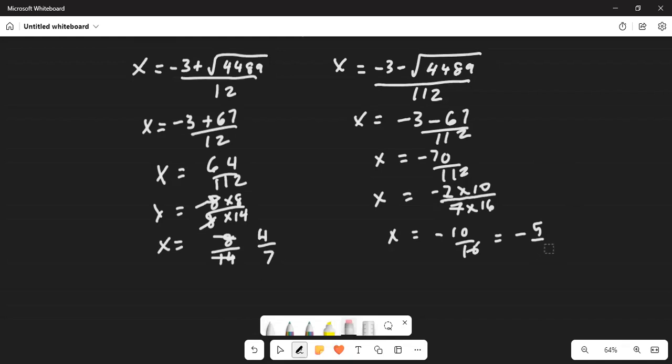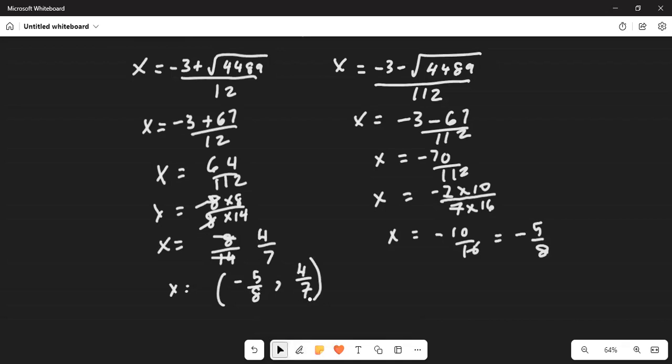So that is minus 5 over 8. So finally, what are my solutions? So x is minus 5 over 8. I write the smaller value first because it's negative, comma 4 over 7. So to summarize what I did, let me move up a little bit.